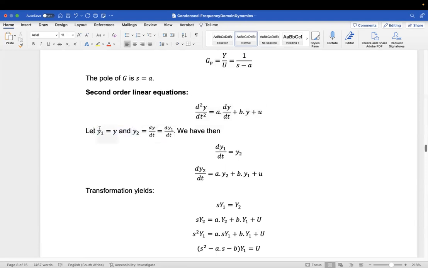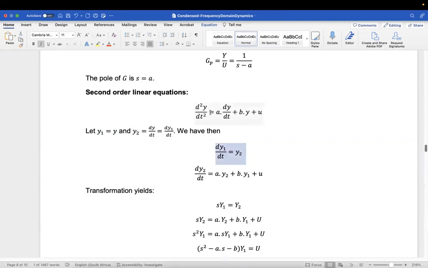The first definition here is a little silly. It's just saying let y1 equal y. And the second one says let y2 equal dy/dt. So if y1 equals y, we can say dy/dt is also equal to dy1/dt. And so we have here dy1/dt equals y2. So we can regard that as one equation.